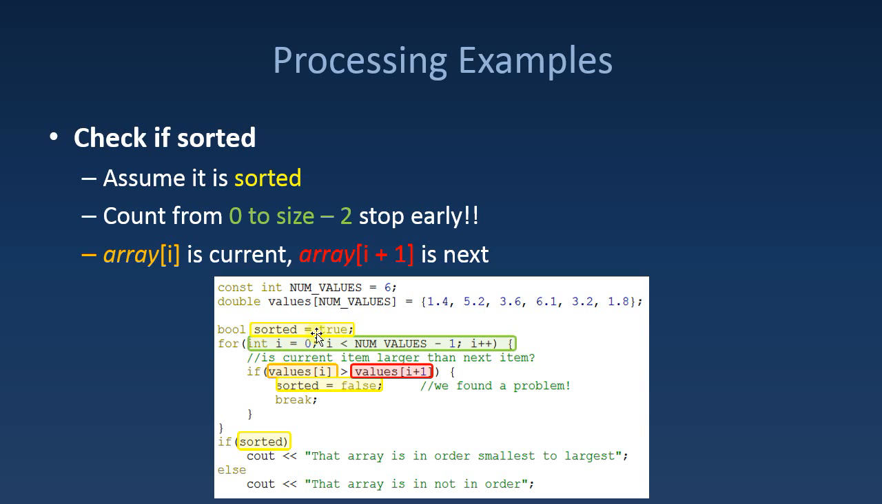So what this might look like would be, we'll assume sorted is true. We'll count from 0 to less than the size minus 1, which is another way of saying our last thing is going to be 2 less than the size of the array. Check and see if the current thing is bigger than the next thing, i plus 1. If so, then we can mark sorted as false. We found a problem, and we can break out of the loop. There's no point in going on because we know it's not sorted. If we get all the way through the array without ever changing sorted to false, then we'll know that it must have actually been sorted. Otherwise, we'll know that there was a problem.